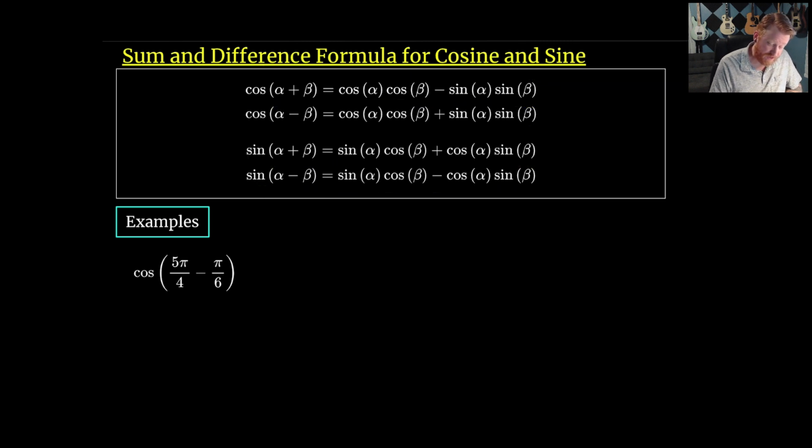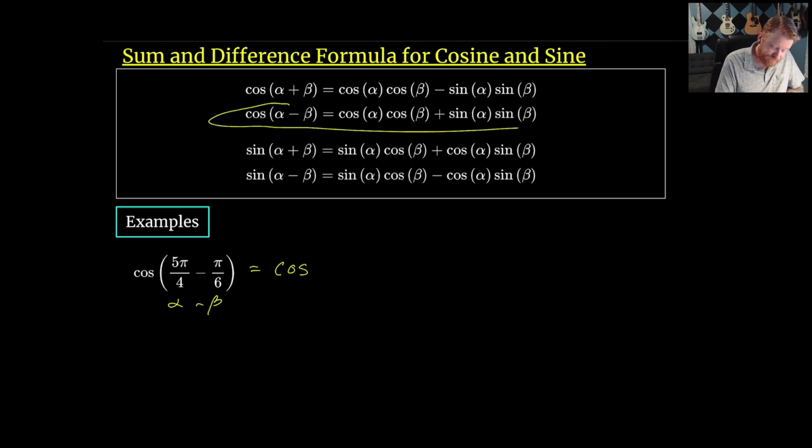But for now, we want to get into using these here. So I've got the cosine of 5 pi over 4 minus the minus pi over 6. So we want to use the difference formula here that we just developed, and we're going to get that the cosine, if I call maybe this alpha and this beta, we've got alpha minus beta, so we want to use this formula here.